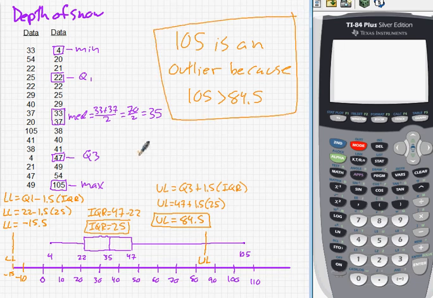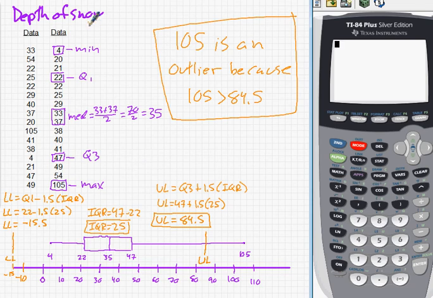Now that we've identified an outlier, the question is, well, what do we do? Do we get rid of it? Well, no, not necessarily. When we identify an outlier, it's to investigate, because it might be a mismeasurement.